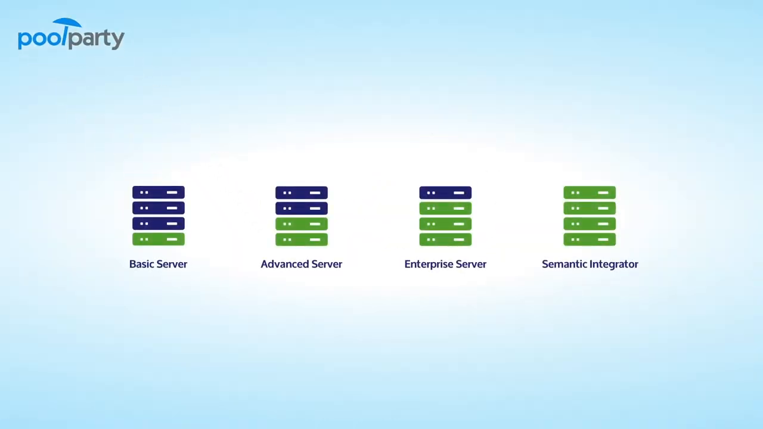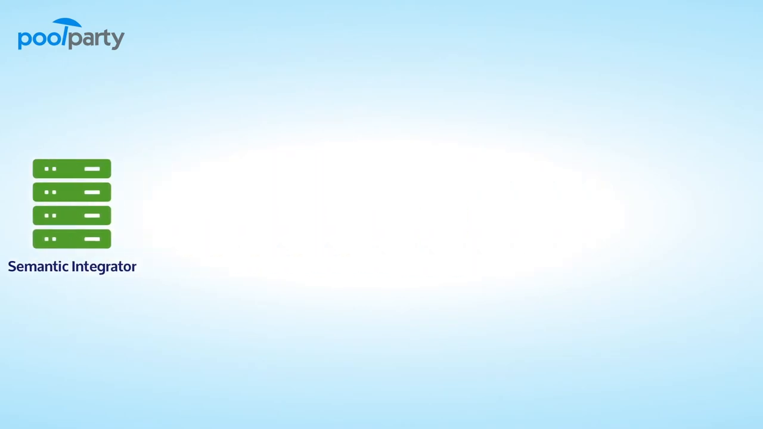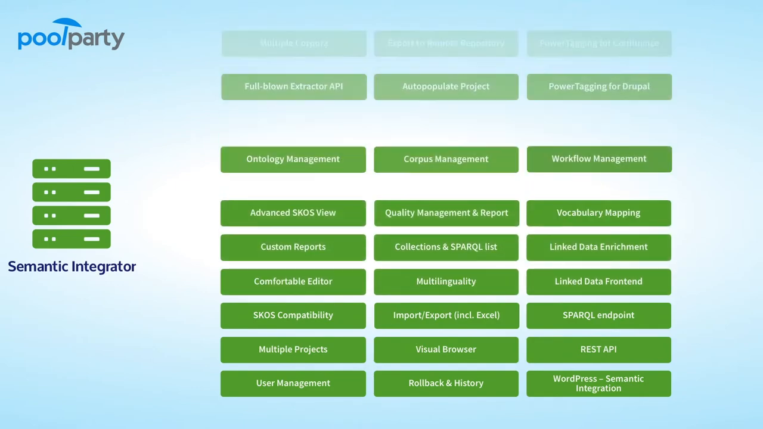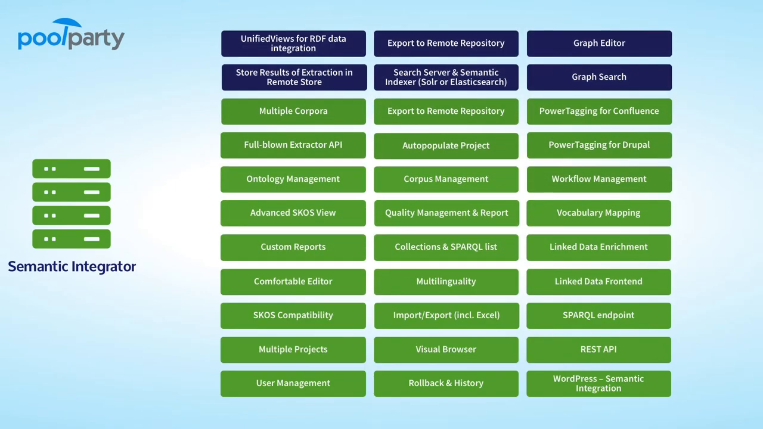PoolParty comes in four different versions that increase in functionality. The Semantic Integrator is the most complete product bundle. It includes all features of the Enterprise Server and adds further functionalities for semantic data transformation, validation, integration and analytics tools, which include PoolParty GraphEditor, UnifiedViews and GraphSearch, which we will be talking about in this video.